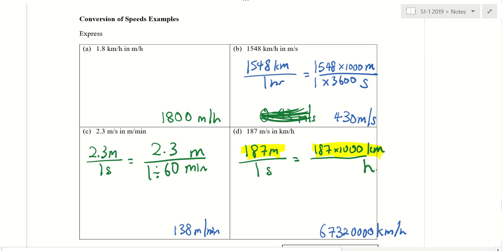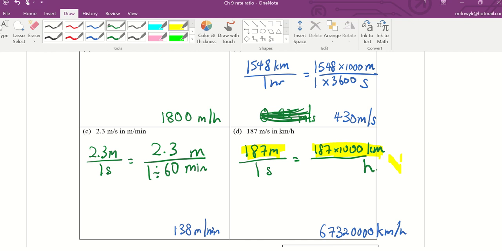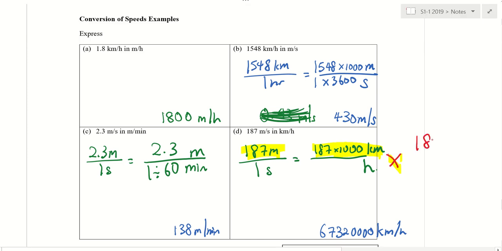Meter to kilometer. This one is a smaller one. Meter, right? So meter to kilometer cannot be multiplied. 187 meter cannot be equal to 187,000 kilometers, understand? 187,000 kilometers is very long. So cannot be multiplied. The correct way to do it is to divide. So you understand the idea behind it, Tong Yi? Yes or no? Yes. So it must be divided.